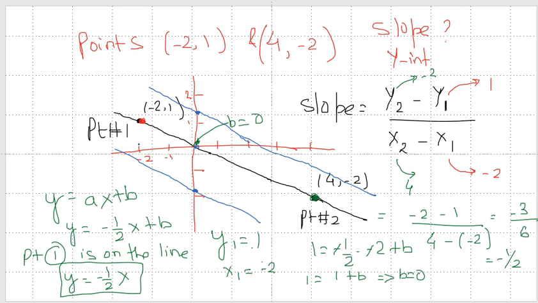So the trick in these things is the following. You find the slope by taking the difference in y, y2 minus y1, divided by x2 minus x1, and you get a slope. Then you take this formula y equals ax plus b and you substitute one of the points. We substituted point 1, where y1 equals 1 and x1 equals minus 2, and we went through it and we found b equals 0. Let's do one more problem of this kind.